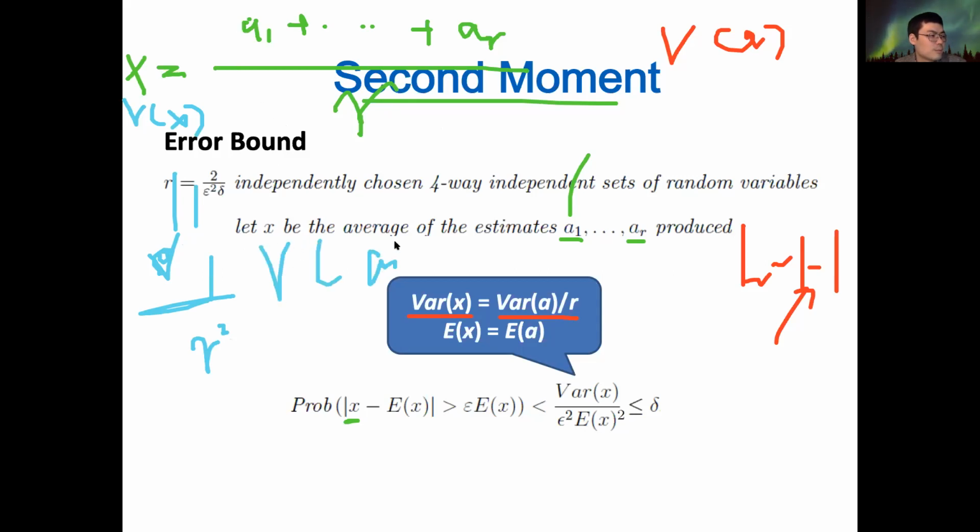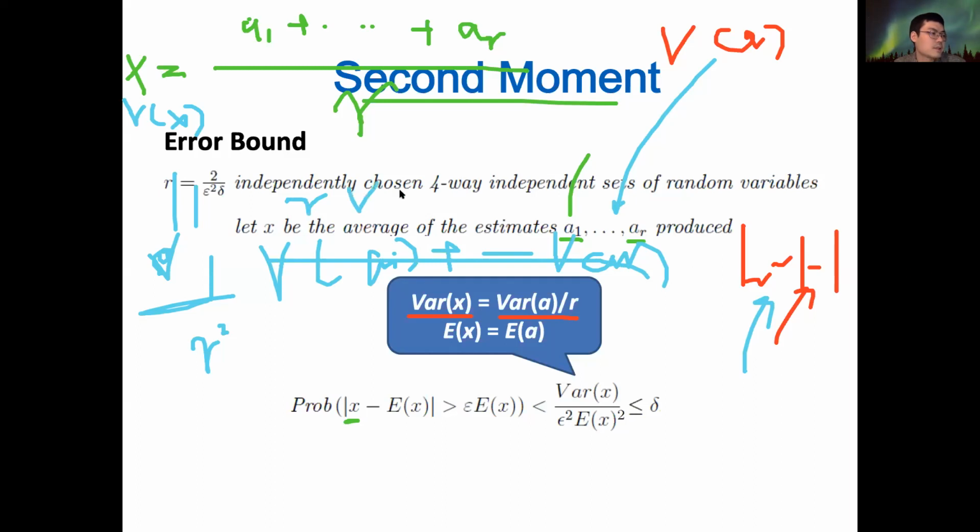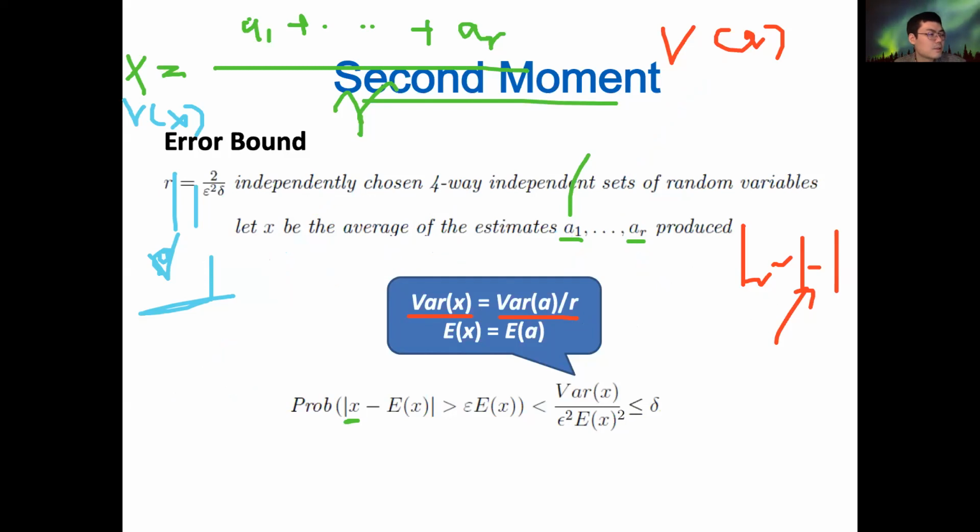A1 plus all the way to AR. And because they are independently sampled from H, we also have linearity of variance. Each of them actually has the same variance because they are from the same distribution. So this becomes R times your variance. And this R cancels with one R squared. That gives you the variance divided by R. Okay? I hope you can see that. Any questions here? So this conclusion should be memorized.